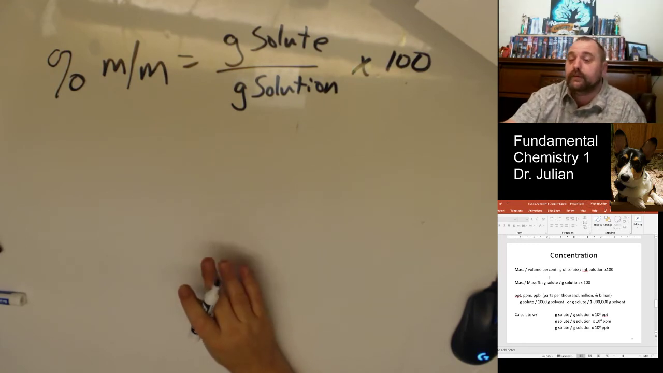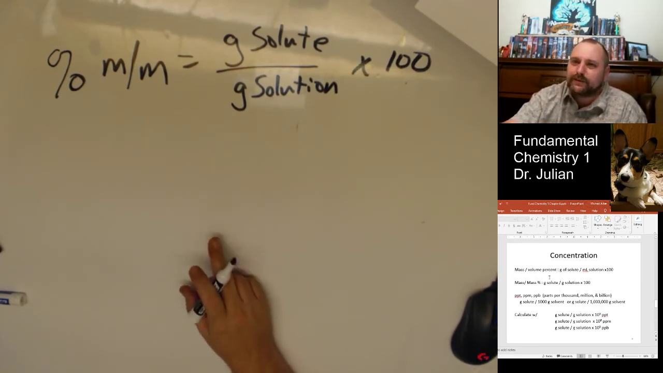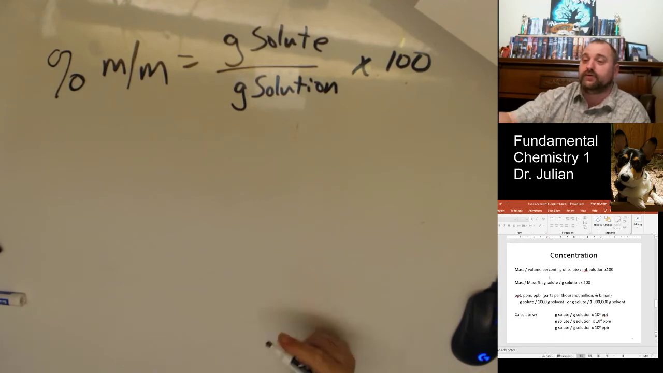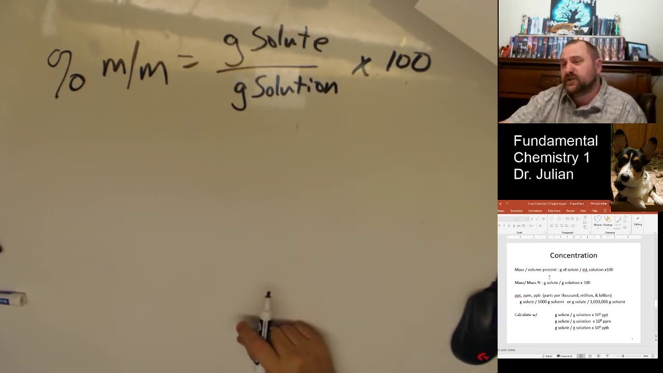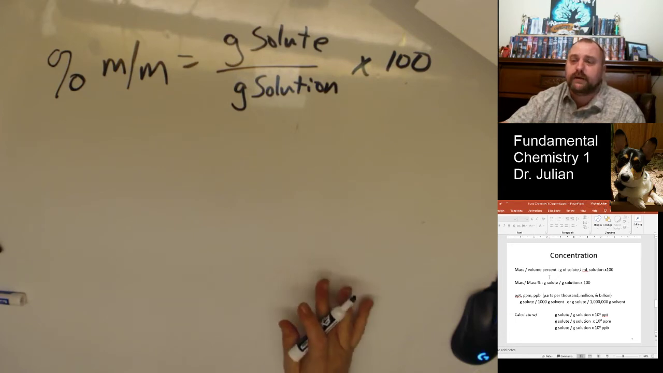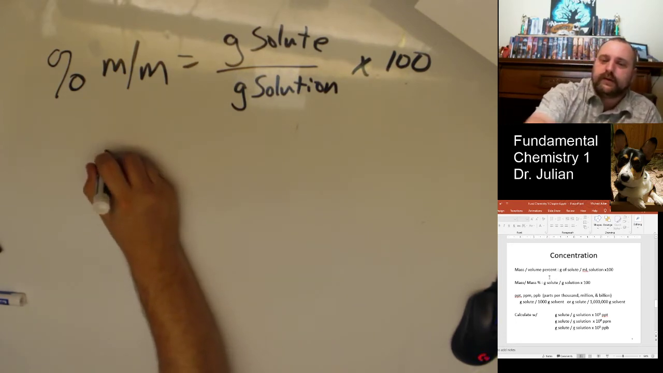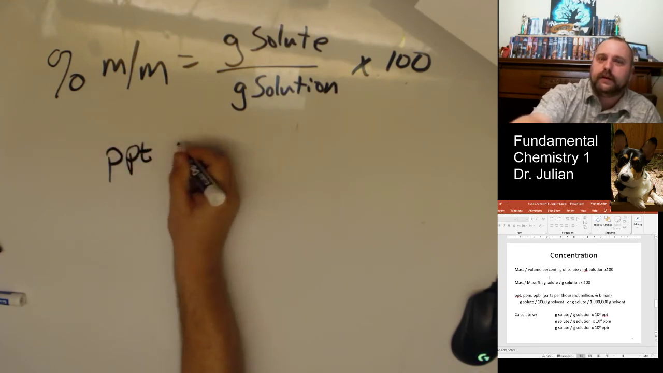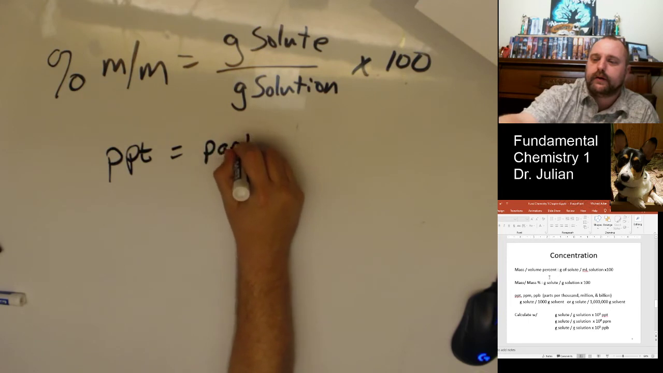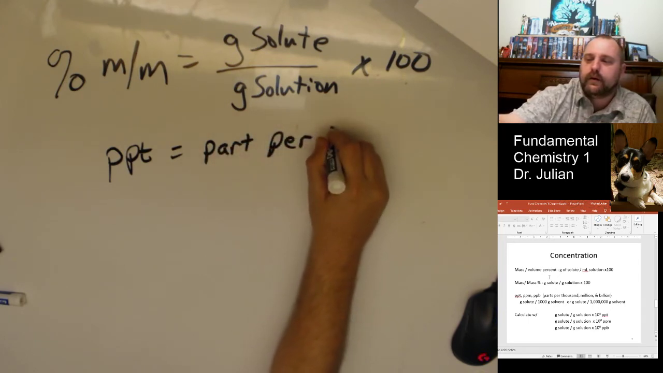The percents might be really small, and so we use that one a lot when we're talking about maybe just normal concentrations, or the amount of sugar that's in our food or something like that. But what if it's something where even a very small amount is dangerous? Then we use this idea of PPT. Now PPT is parts per thousand.